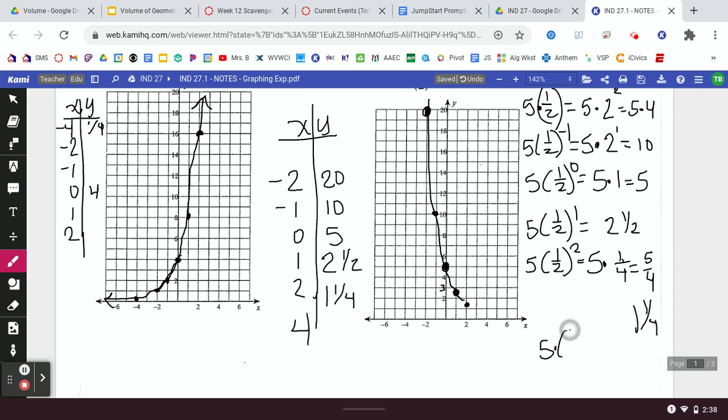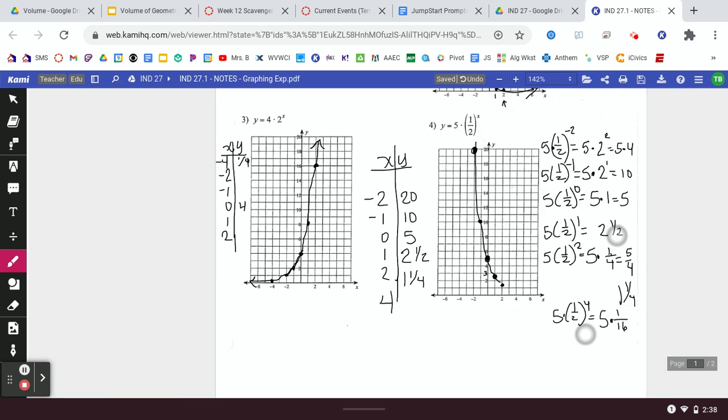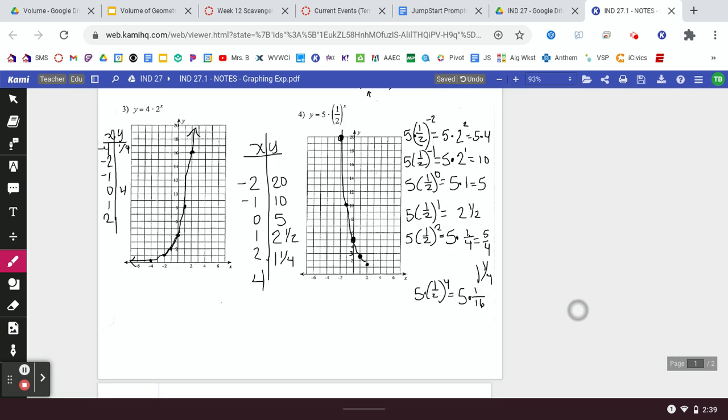5 times 1/2 to the 4th is 5 times, well, when you take 1 to the 4th, it's still 1. No matter how many times you multiply 1 by itself, it stays 1. And then 2 to the 4th power is what? 16? Is that right? Somebody check me here. And then when I multiply across the top, I get 5. And when I multiply across the bottom, I get 16. So I can fill in 5/16 here.